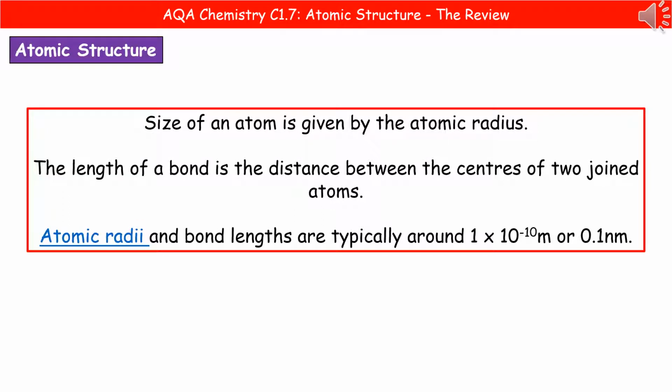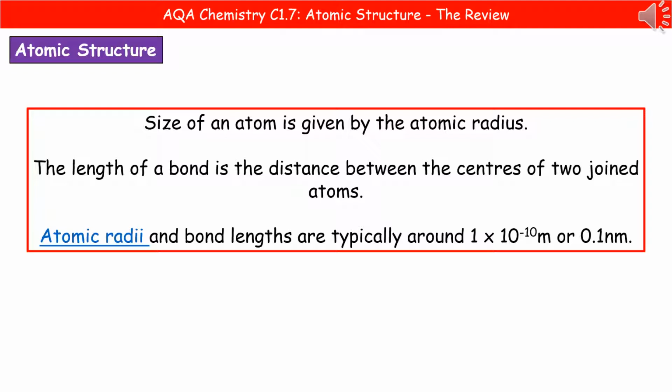Welcome to our review on atomic structure. First thing we need to consider is thinking about the size of atoms. And when we're talking about the size of an atom, we're talking about something that's given to us by the atomic radius. The other thing we may need to consider is the length of a bond, which quite simply is the distance between the centres of two joined atoms.